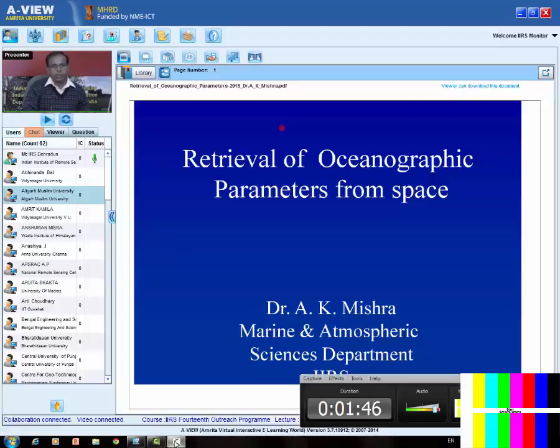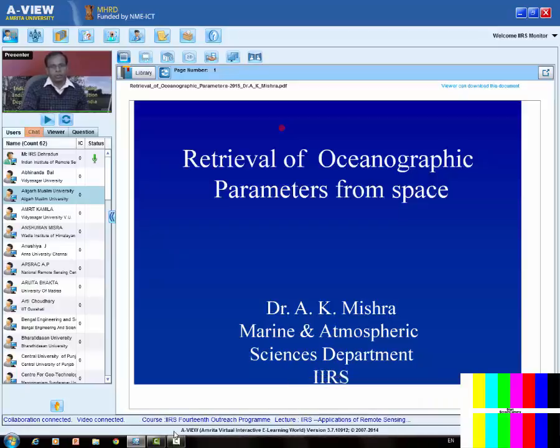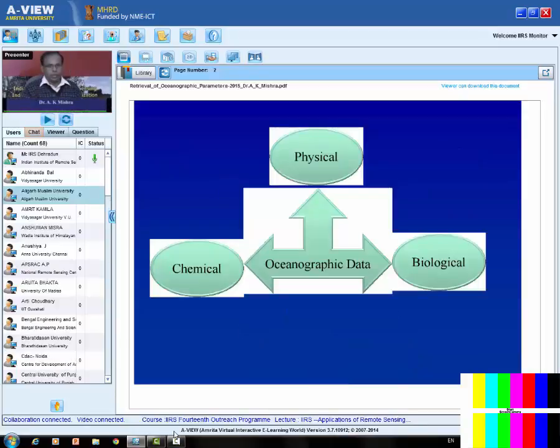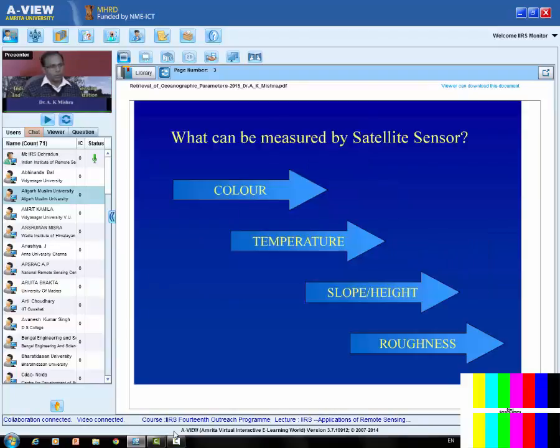Today I will be telling you about the retrieval of oceanographic parameters from space. The oceanographic data is comprised of physical, chemical and biological parameters. Remote sensing can retrieve the physical parameters like ocean sea surface temperature and ocean currents, and chemical parameters like salinity, color dissolved organic matter, and biological substance, mainly phytoplankton concentration.